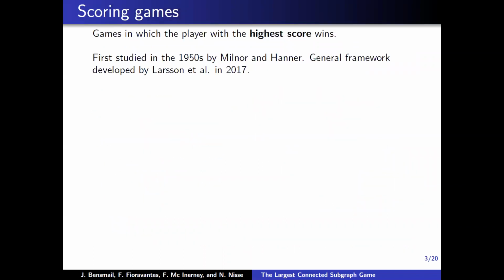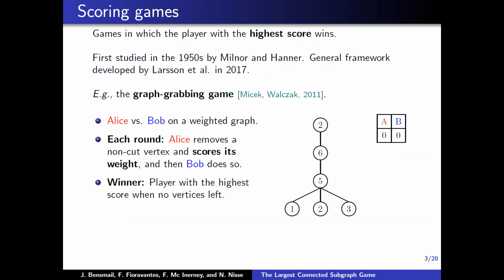Another class of games are scoring games, which are the ones in which the player with the highest score wins. These were first studied in the 1950s by Milner and Hanner, but only recently was a general framework developed by Larson et al. One of the most famous of these games is the graph grabbing game. So Alice and Bob play on a weighted graph, and each round, first Alice removes a non-cut vertex and scores its weight. So here Alice removes the vertex of weight 2 and scores 2, and then Bob can do the same. He removes the vertex of weight 6 and scores 6.